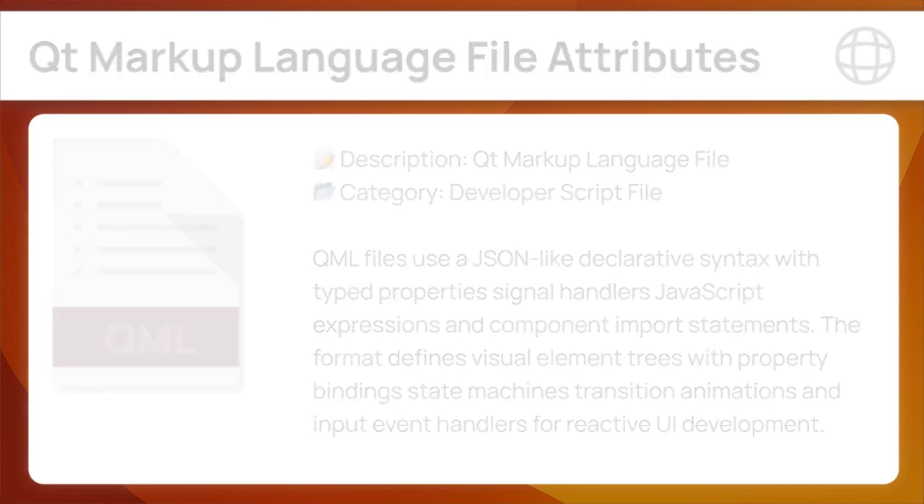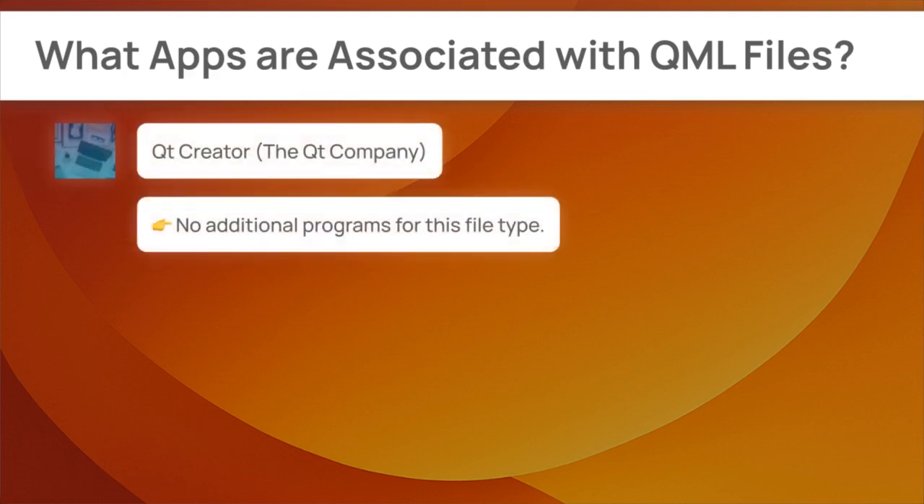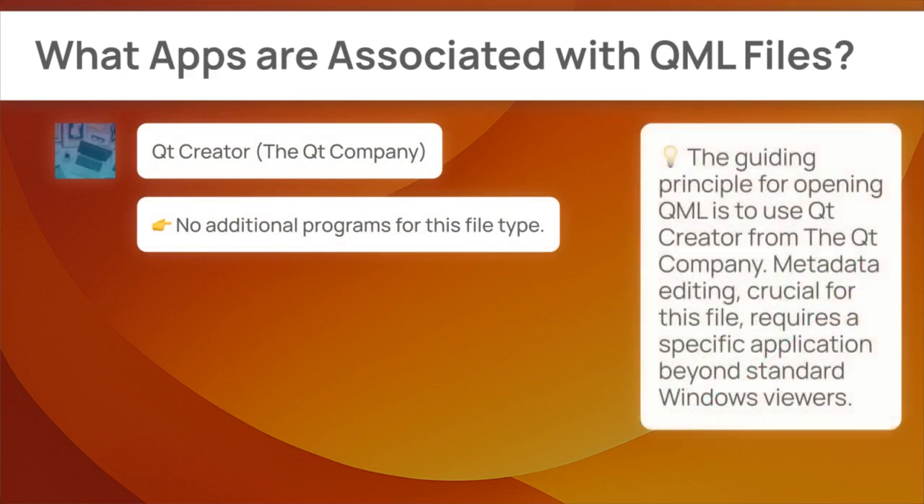The software default for the QML file type is the solution provided by the Qt company's Qt Creator. Native Windows association often leads to errors due to the file's complexity and proprietary format. Windows does not evaluate developer scripts directly, requiring supported execution software.